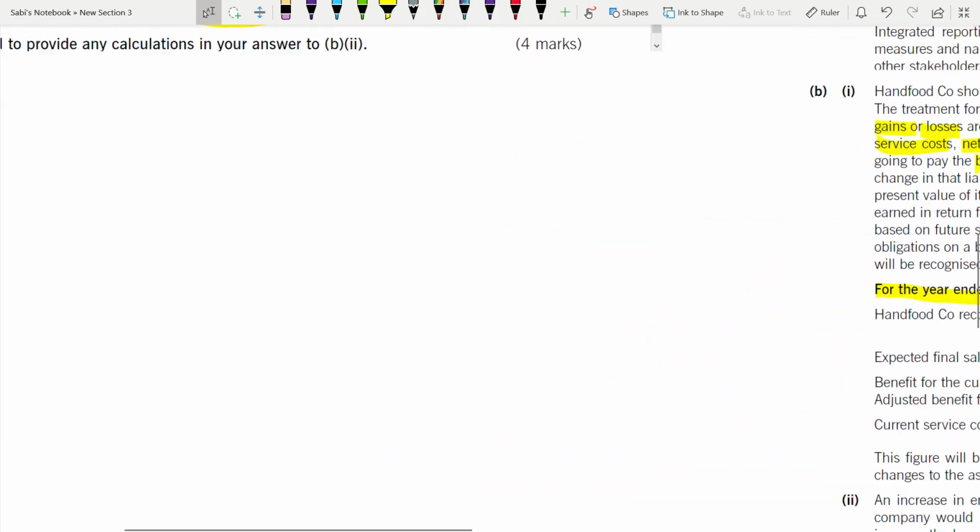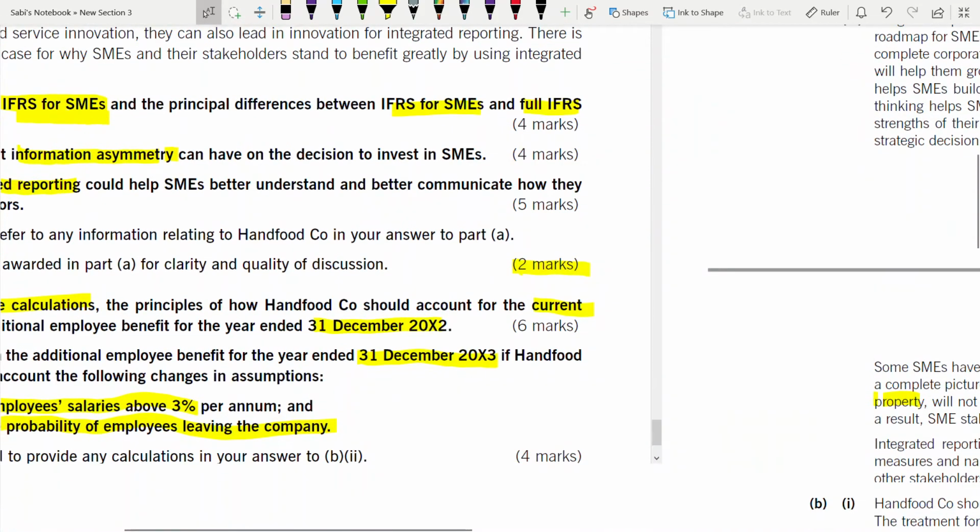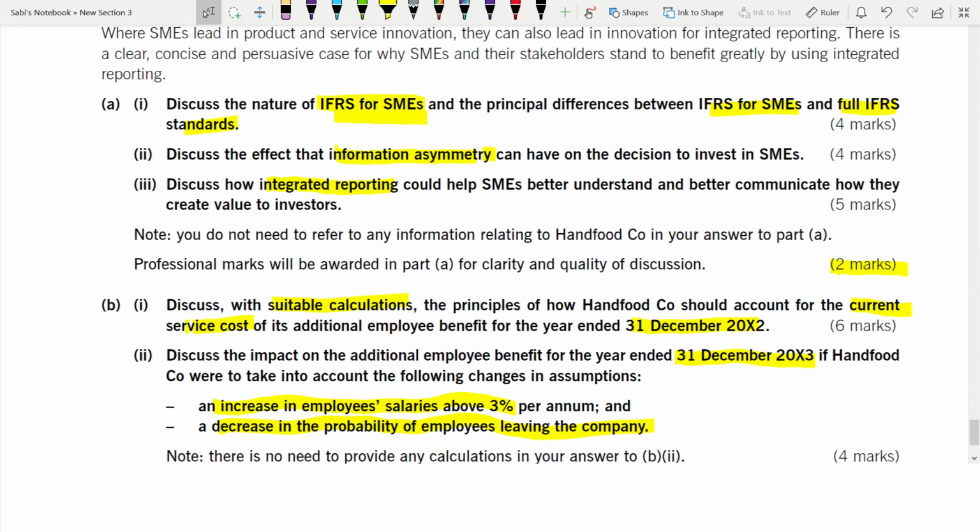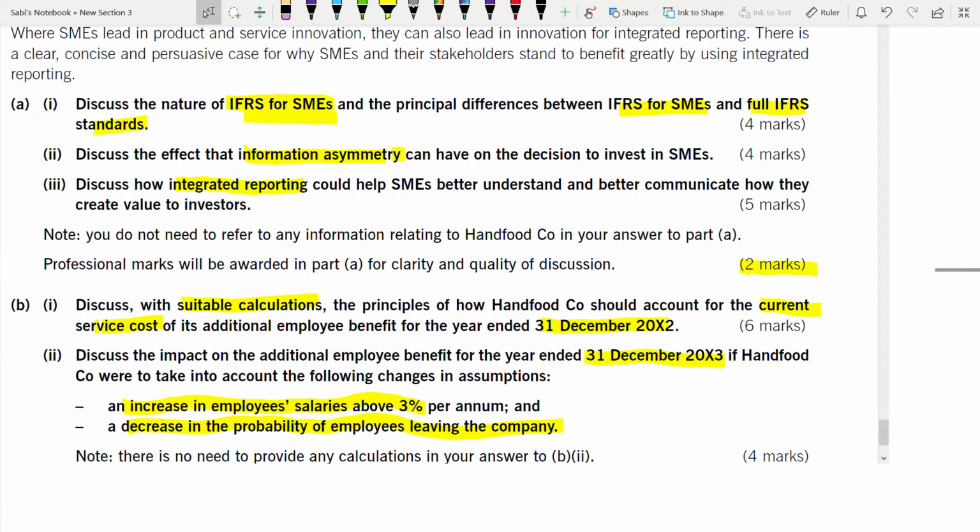For the second part of B, impact on the additional benefit. If they make the following changes in the assumption, what are those changes? Increase in employee salaries above 3% per annum and decrease in probability of employees leaving the company. Because currently the probability is what? 75% will stay in the company. That means 25% will leave and salary will increase 3% per year.